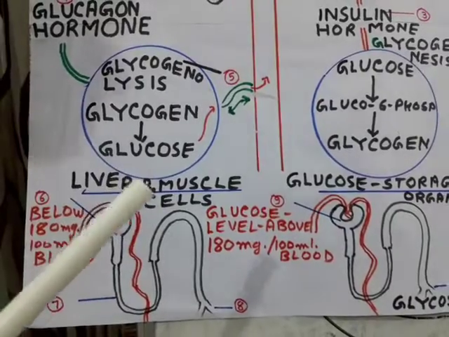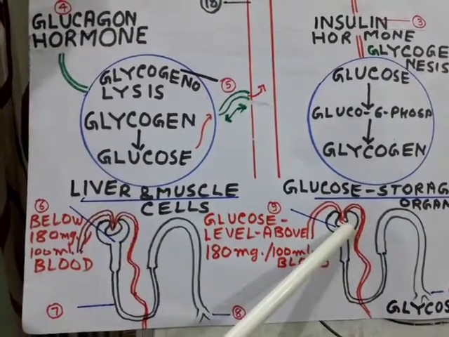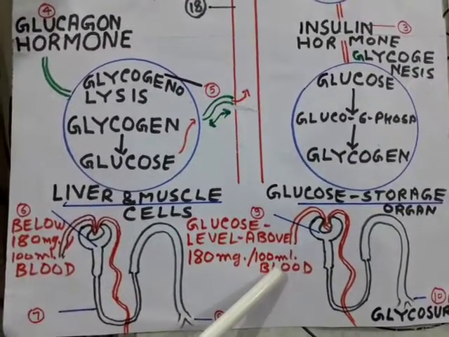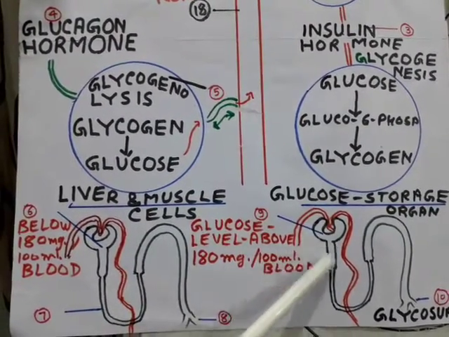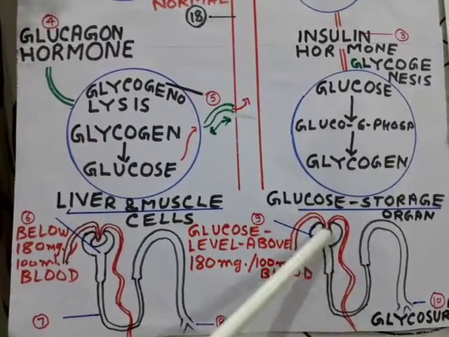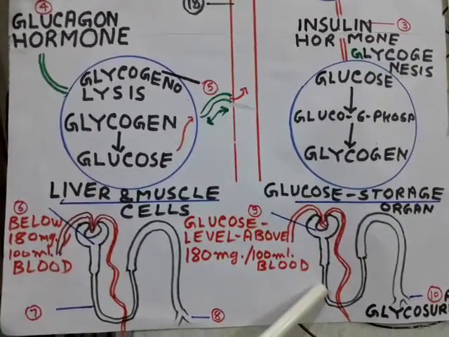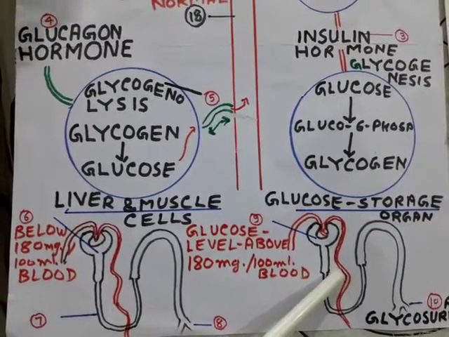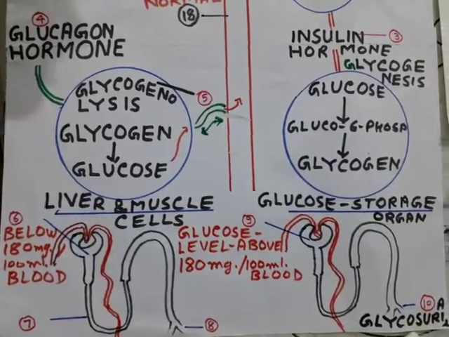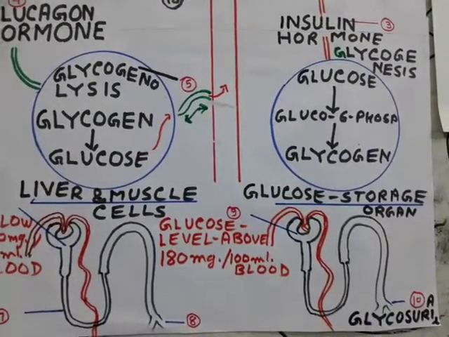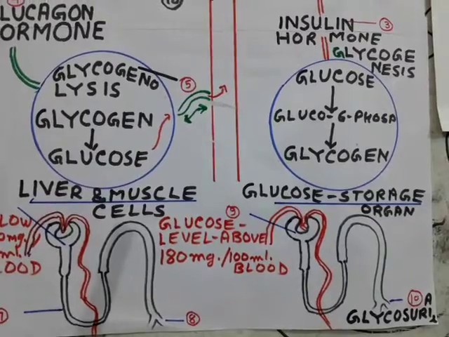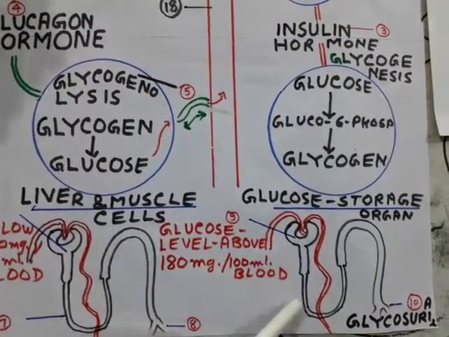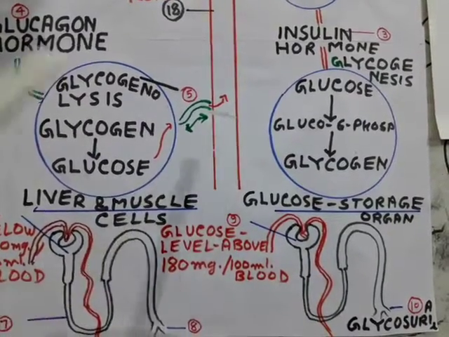But in diabetes mellitus, what happens? The blood glucose level rises above 180 milligram per 100 ml of blood. So it is beyond the filtering capacity of the uriniferous tubule. Some of the glucose is reabsorbed by active transport, but some glucose passes along with urine, which is called glycosuria. It happens in the disease diabetes mellitus. So this way blood glucose level is maintained.